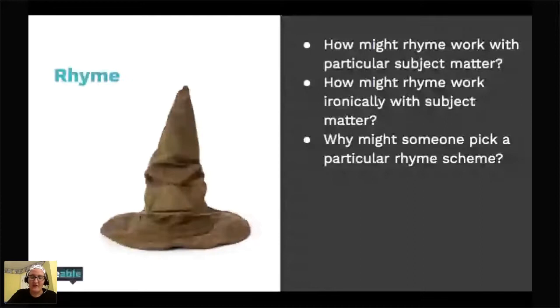Cool. And if you have other ones you can think of, you can put them in the chat too. We just talked about rhyme and tone.